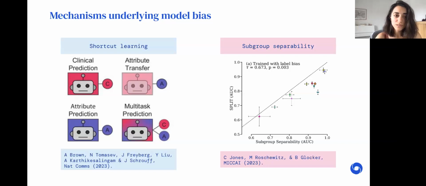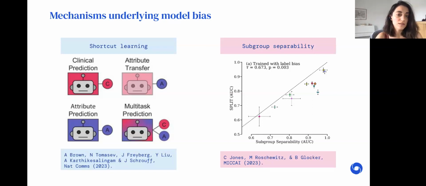These are kind of just two examples that can be seen as different sides of the same coin. One is shortcut learning. So essentially how the model is leveraging information that causally shouldn't be linked to the diagnostic label in order to predict it, because there is correlation between this attribute and the diagnostic label.